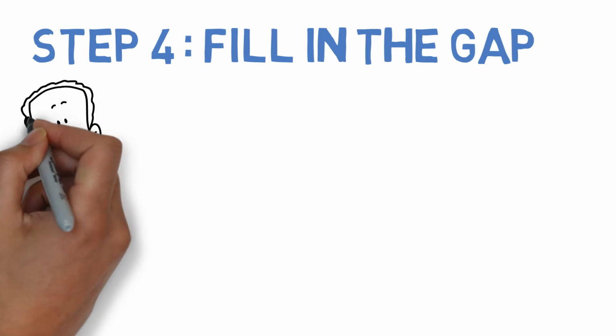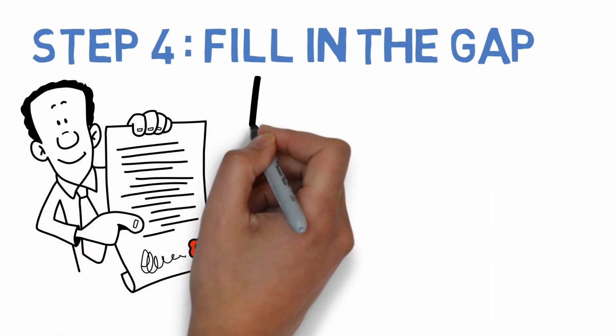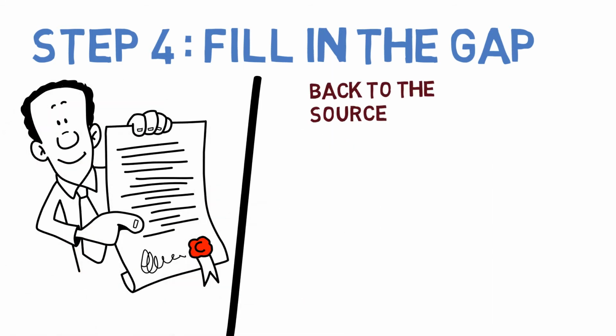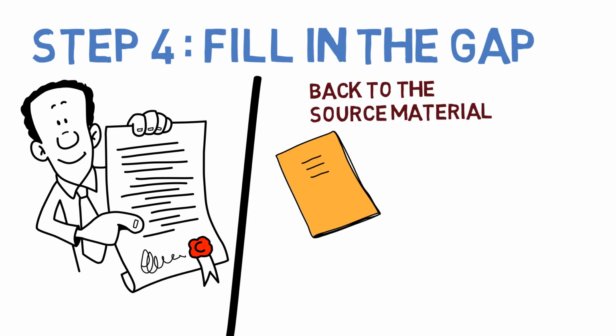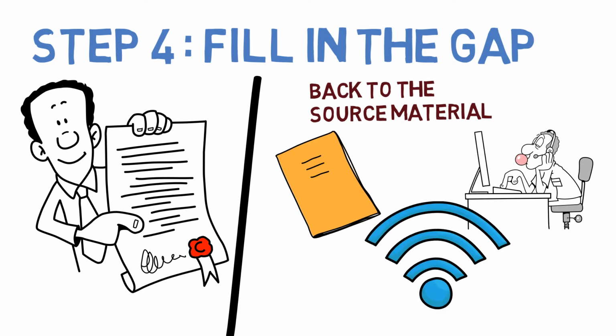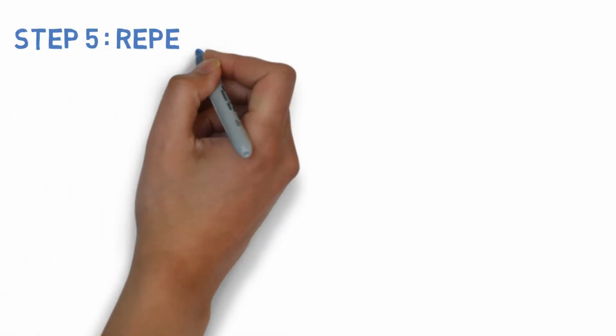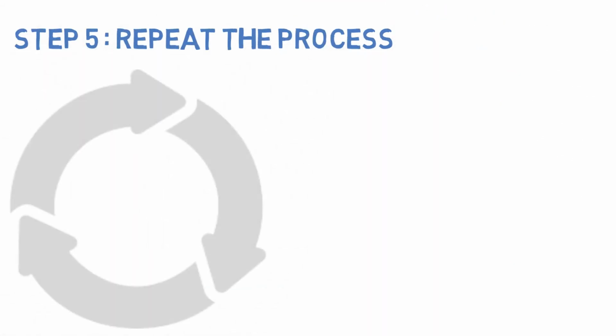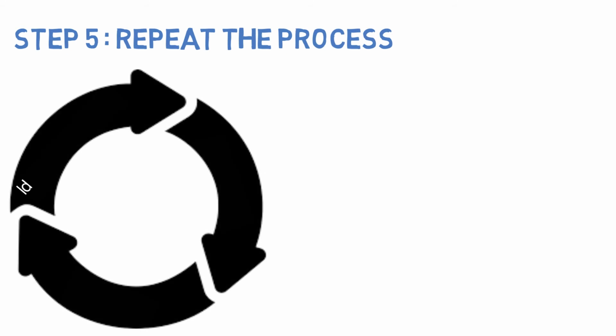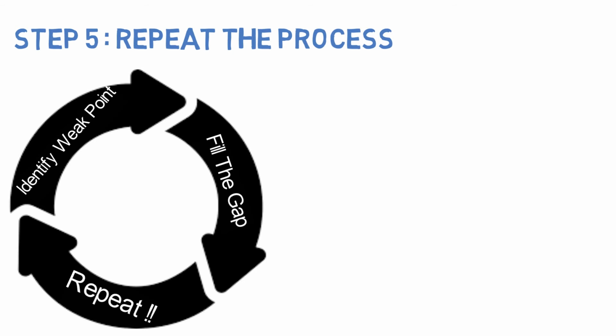Step 4. Once you have pinpointed the weaker areas, it is time to make good the damage. Go back to your source material, your notes, the lectures, or the internet and revise or learn more about the topic to gain the best understanding possible. The final step, repeat the process. After you have identified the areas where you lack knowledge or had forgotten something and now have filled in that gap, repeat the process and see if you are now able to explain it properly.